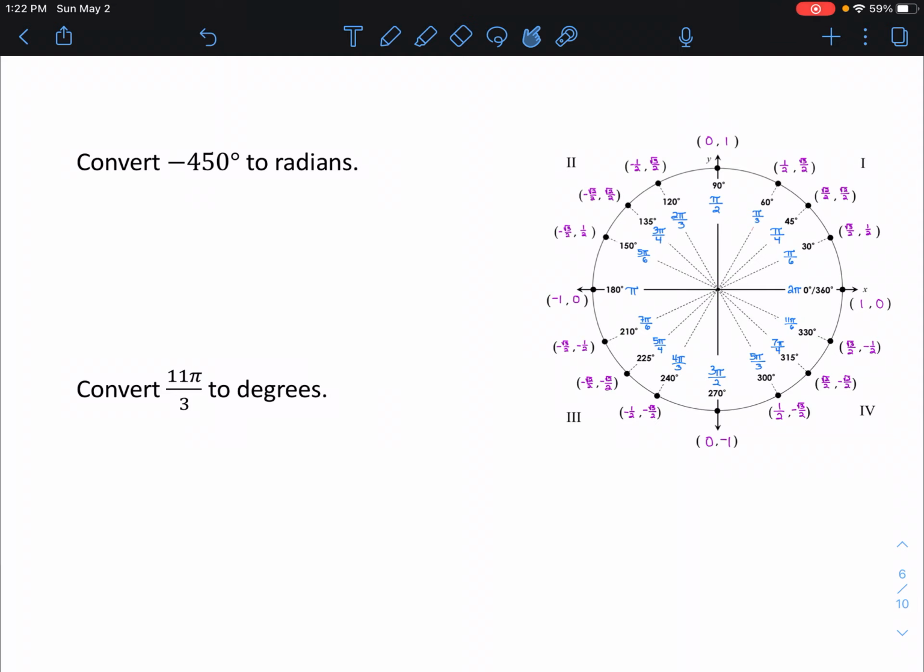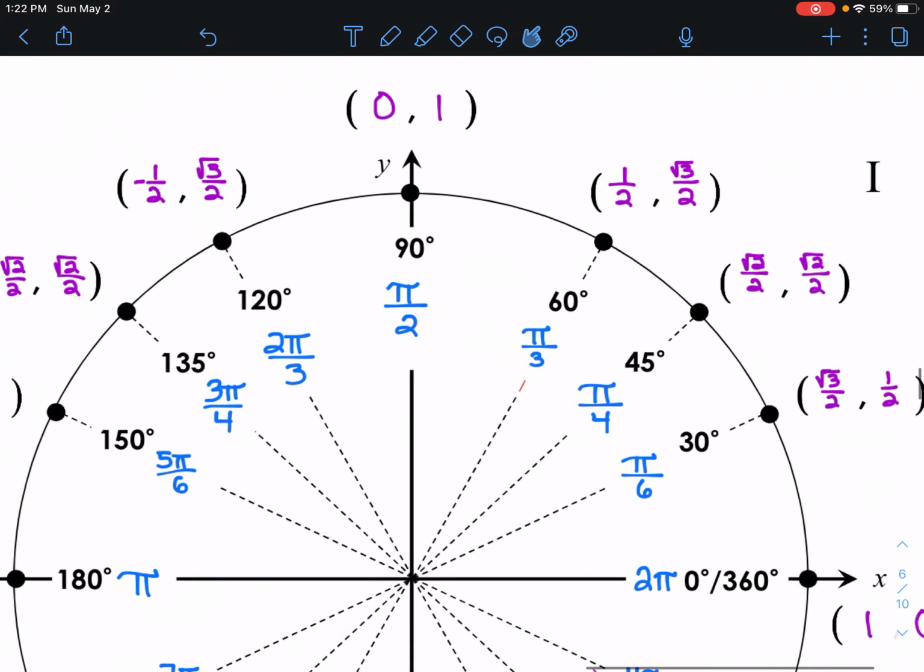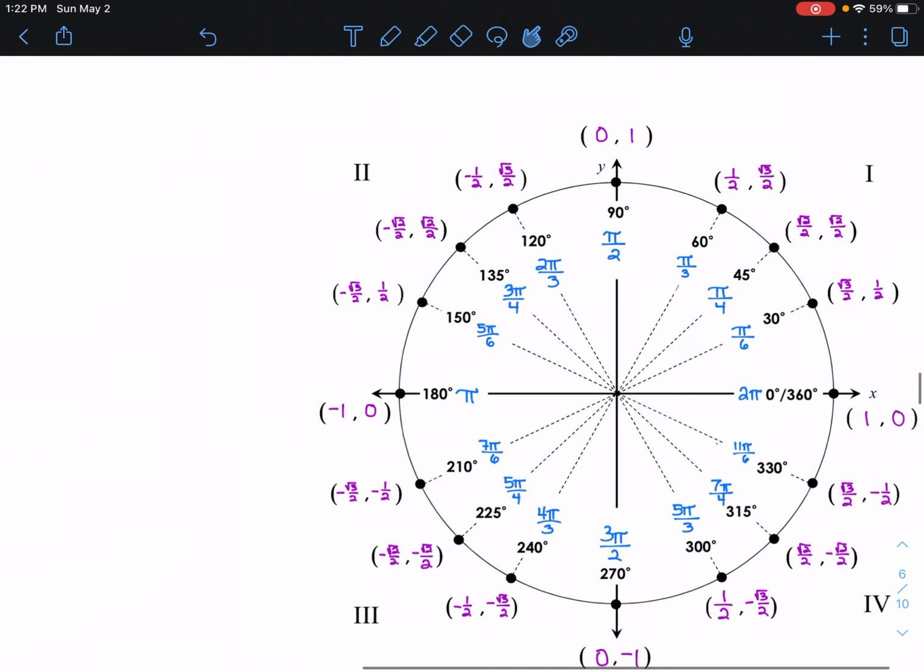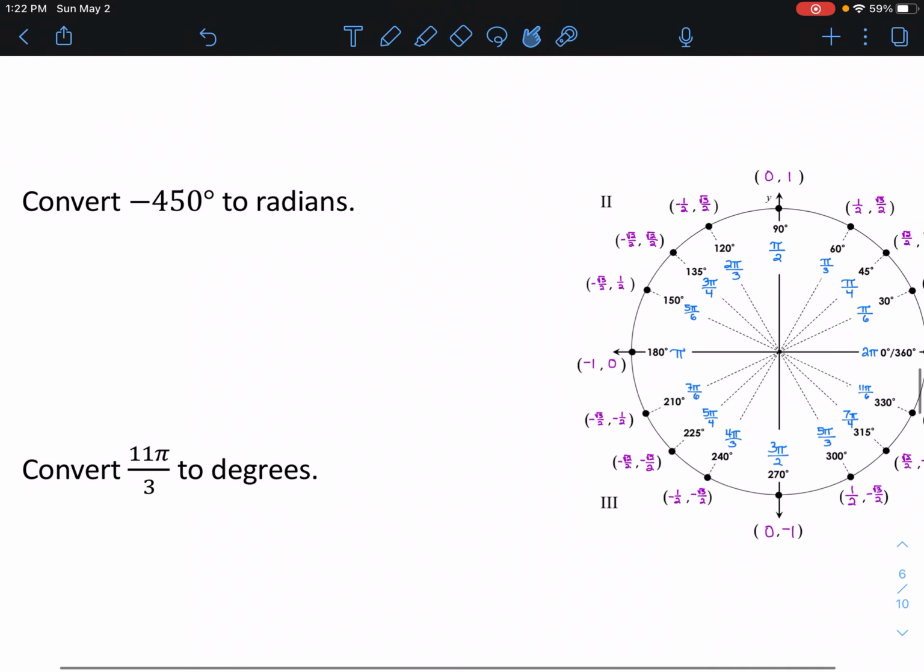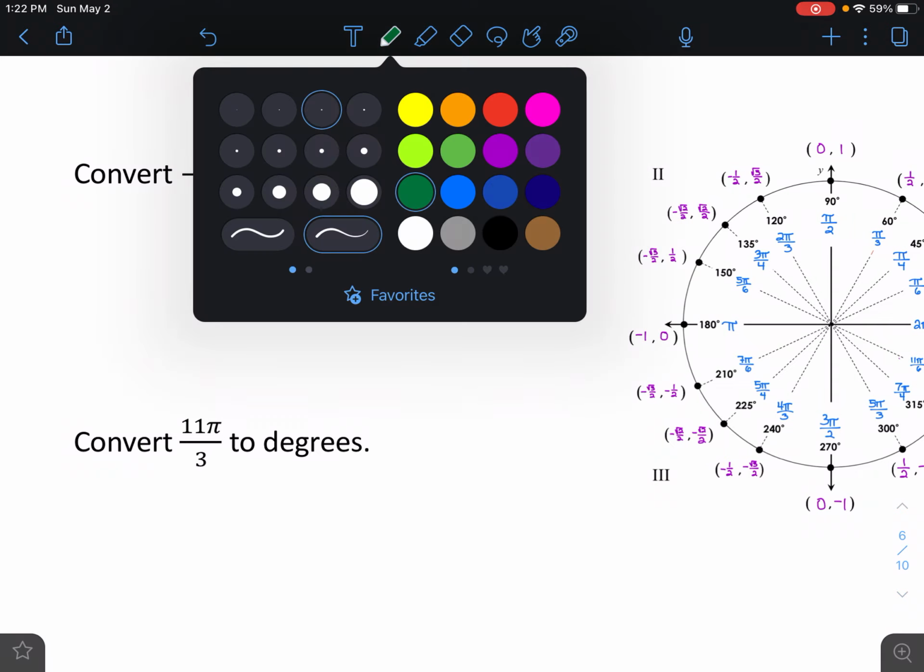Sometimes it's helpful to look on the unit circle and see if it's one that's already given to you. Like if it's 60 degrees here, you don't have to go through that work. You could just say, well, I already did that conversion, it's pi over 3. That doesn't happen very often, but it's always good to check your unit circle. So again, that's how it works. Hopefully this makes sense.